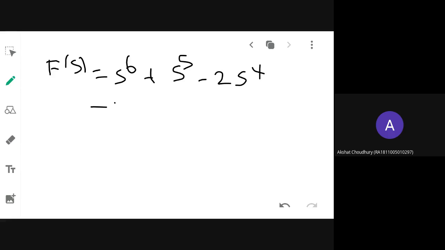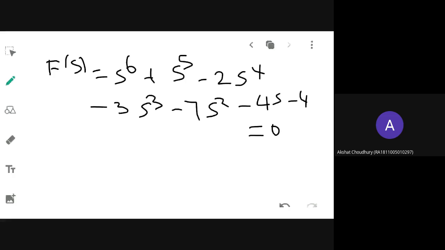Okay. F of s is equal to s^6. Take it down. I will ask about the polynomial, and I will pick out people to give the answer. So this is your given polynomial. You need to find the number of roots falling in the right half and left half of the S-plane.